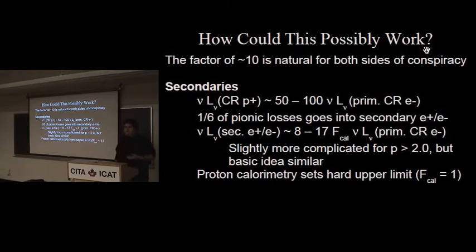And as it turns out, if these protons are being efficiently destroyed by these pionic losses, then about 1/6 of that energy goes into these electrons and positrons. So you might expect that if the protons are being efficiently converted into these pionic losses, you'd get about 10 times more secondary electrons than primaries, unlike the Milky Way. It gets a bit more complicated for different spectral slopes, but the basic idea is the same. So you might expect that to enhance the radio emission by a factor of 10.